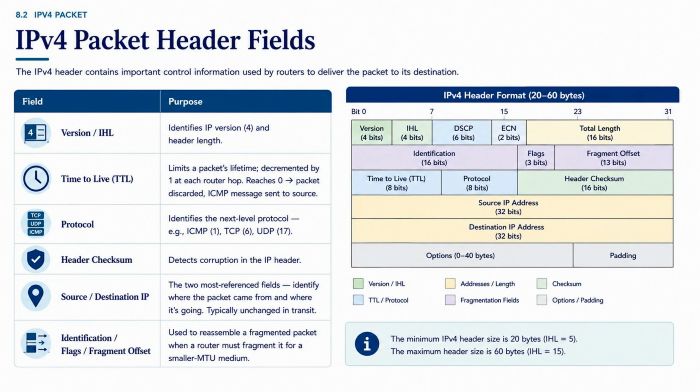Key IPv4 fields explained. Version IHL identifies the IP version and header length. TTL limits packet lifetime, decremented by 1 per hop, discarded, and ICMP notified at 0. Protocol identifies what's next. ICMP equals 1, TCP equals 6, UDP equals 17. Header checksum catches header corruption. Source and destination IP are the 2 most referenced fields and usually stay unchanged in transit. Identification/fragment offset handle reassembly if a router had to fragment the packet.